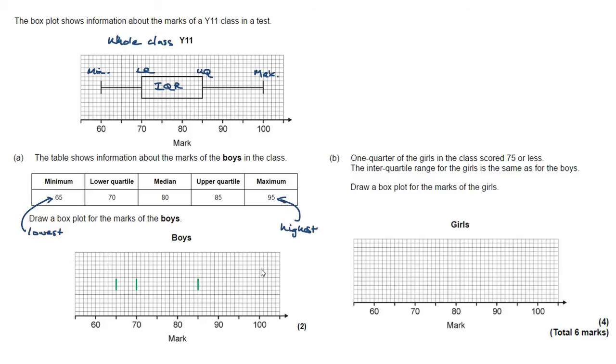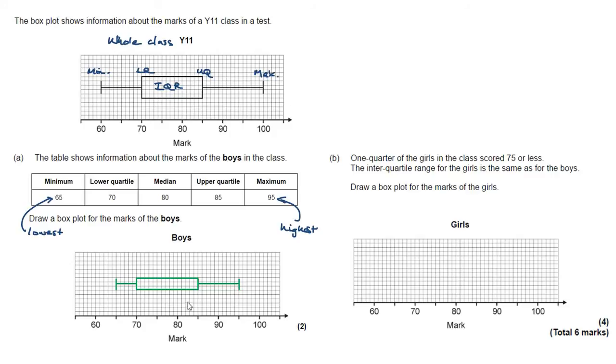And the maximum is 95, so we make a mark here. Now let's join up the interquartile range to make the box. And finally, we can draw a line through from the minimum to the maximum to complete the plot. Now that's fine. You can see that this is exactly what we've got up here.